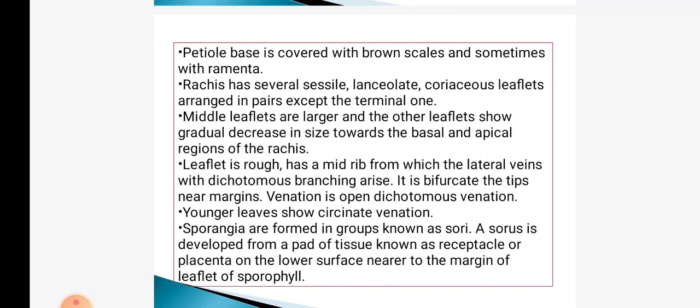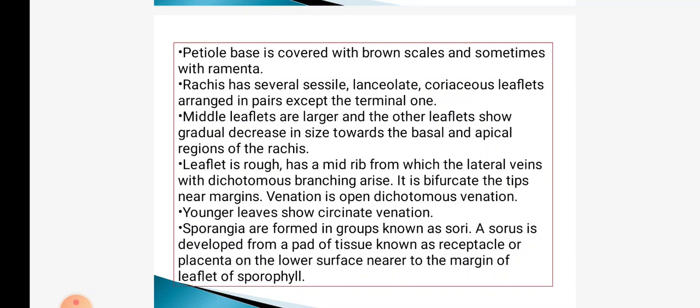Middle leaflets are larger and the other leaflets show gradual decrease in size towards the basal and apical region of the rachis. Leaflet is rough with midrib and lateral veins. It shows dichotomous branching, bifurcating at the tips near the margin. Venation is dichotomous. Younger leaves show circinate venation.